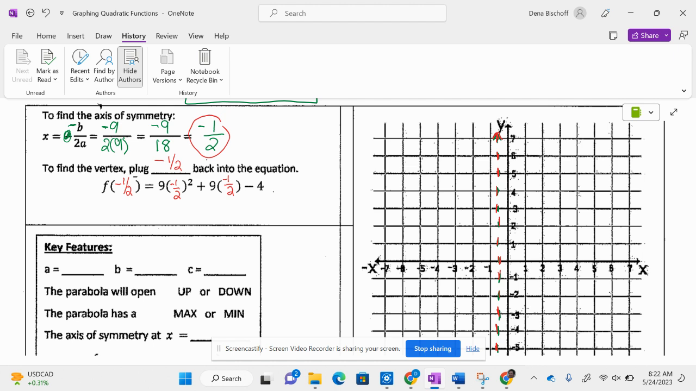What did we get? Did you get a decimal, right? Did everybody get negative? What'd you get? Yeah. So when x is -1/2, f of x, which is the same thing as saying y, equals -6.25. That's what you should get there. So we have to graph that. We have to plot that.